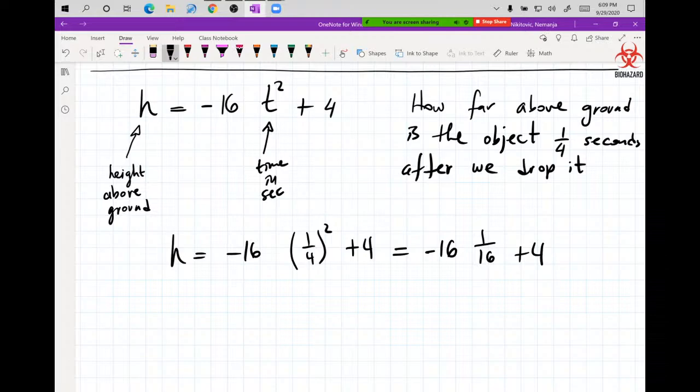And I deleted that plus 1 because now we have a nice fraction we can cancel. So 16 and 16 cancel completely, and you get your height is negative 1 plus 4, which is equal to 3 feet. So in 1/4 of a second, this object fell down 1 foot.